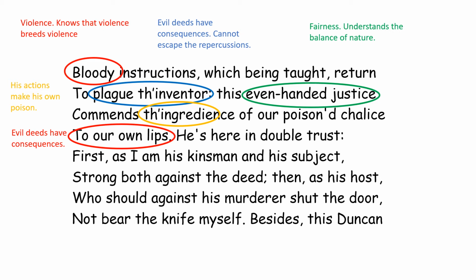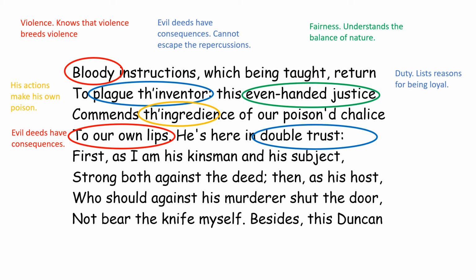He then moves on to explain why he shouldn't commit regicide. He says he's here in double trust. So he's saying, it's my duty to look after this king. And it's not just one duty he has over Duncan at this moment in time. There are multiple reasons why he's supposed to look after Duncan. So on the one hand, yes, he's king, but secondly, he's his host too. So he has a lot of reasons for being loyal to Duncan. Now, if we're looking at this, it's almost like he's looking for reasons not to kill the king. He's looking for those reasons to make sure that he is able to stay morally good.